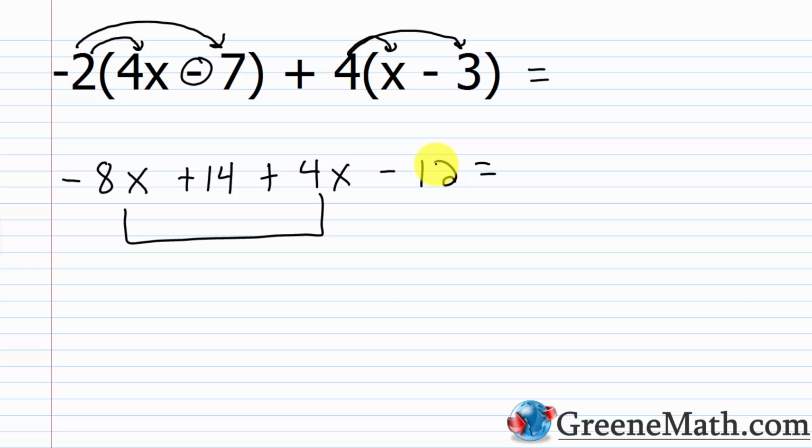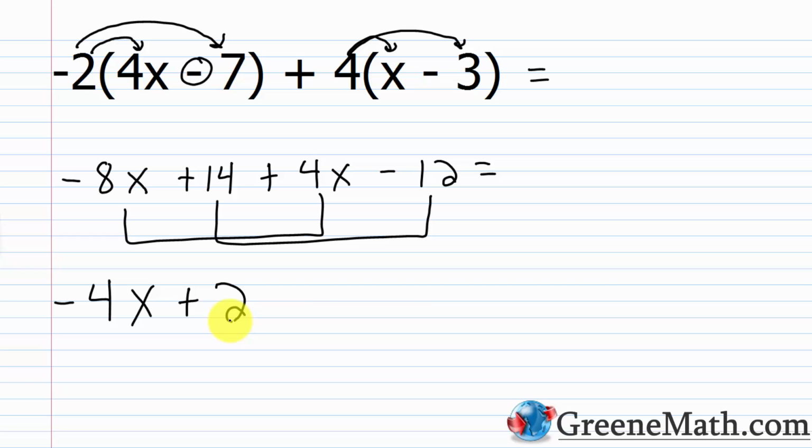Those can be combined. So let's start out with just negative 8x plus 4x. Well, the variable is going to stay the same. So that's just going to be x. And then think about the coefficients. So what is negative 8 plus 4? Well, negative 8 plus 4 is going to give me negative 4. So this is going to be negative 4x. And then I'm just going to combine the number parts. So I have 14 minus 12. That's going to give me 2. So plus 2. So the answer here would be negative 4x plus 2.